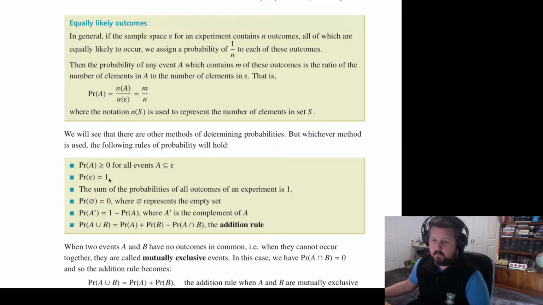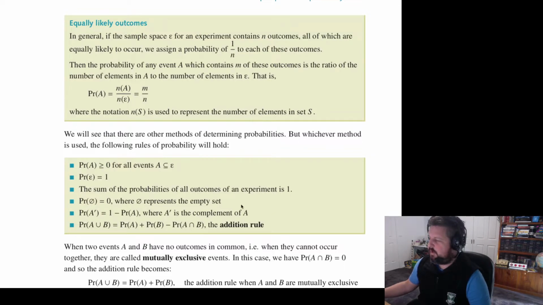It says here the probability of the set is equal to 1. Yep, so everything together has to equal 1. It says the sum of the probabilities of all outcomes of an experiment is 1. Yep, we've spoken about that. Probability of an empty set, this here is an empty set or null, is equal to 0.